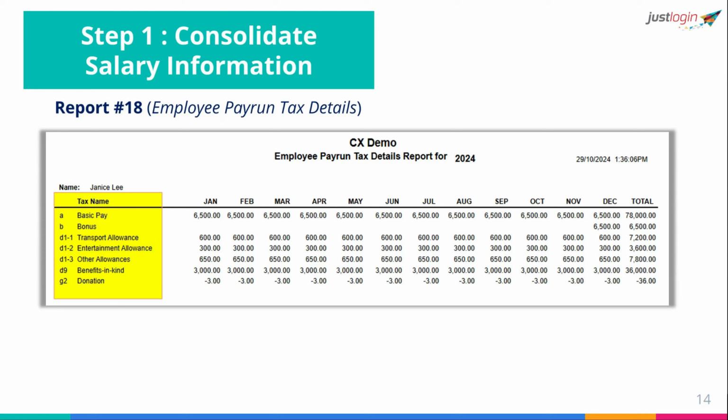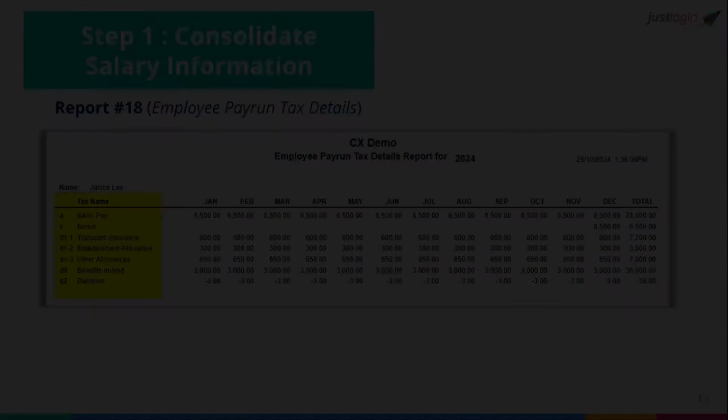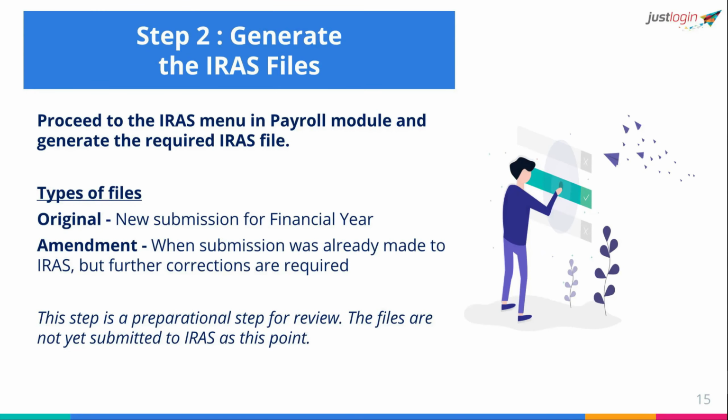Also, one thing that we need to ensure before submitting to IRS is that the tax code must be mapped or associated correctly to the applicable pay elements. The payroll report, number 18, employee pay run tax details, would indicate the pay elements that are associated with the tax code. You can also confirm this by going to Payroll Configuration, then Pay Elements page.